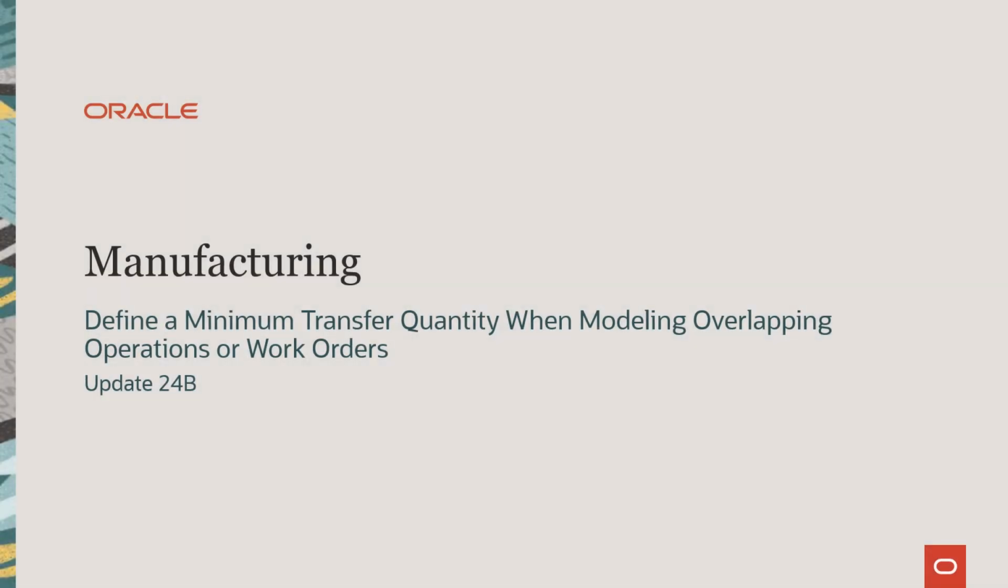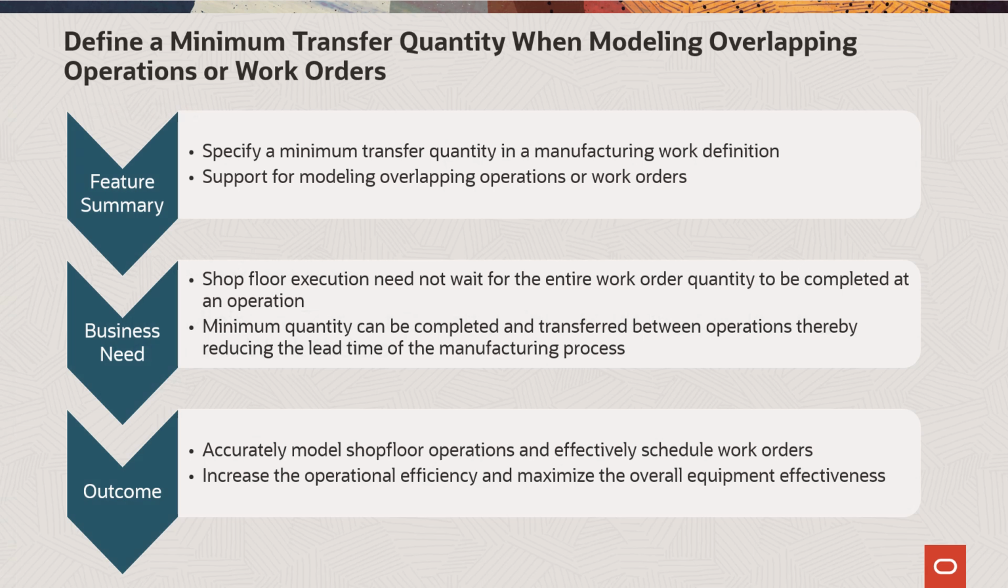Define a minimum transfer quantity when modeling overlapping operations or work orders in Oracle Fusion Cloud Manufacturing. With this enhancement, you now can specify a minimum transfer quantity in a manufacturing work definition and support modeling overlapping operations or work orders. Shop floor execution need not wait for the entire work order quantity to be completed at an operation. You can now transfer a minimum quantity between operations, thereby reducing the manufacturing process time.